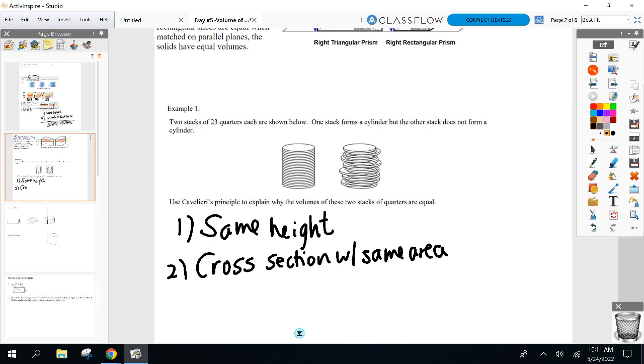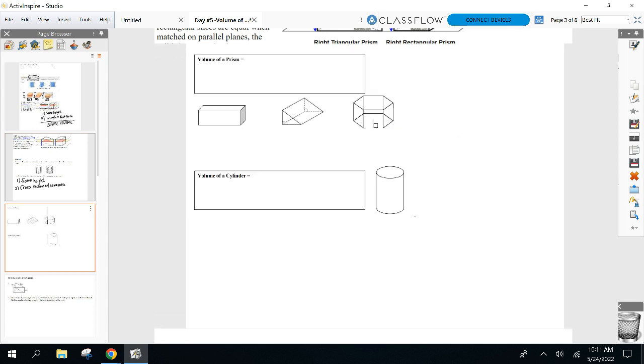That's Cavalieri's principle. Why two objects have the same volume: they have the same height and they have the same area for their cross sections. All right, we all good? Spent too much time, but I want you to be familiar with it, hear it, in case it comes up during our Regents review. All right, let's get to the meat here.